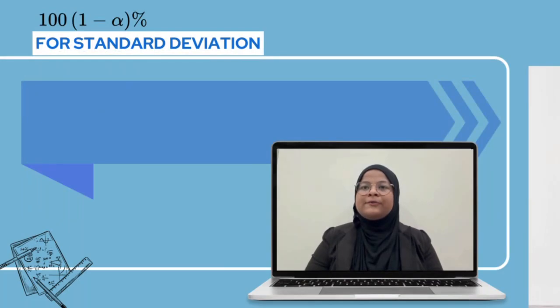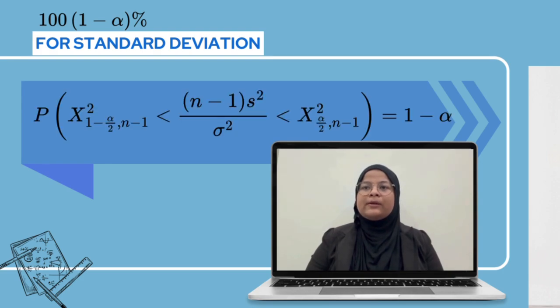To construct a confidence interval, we need to find two critical values of the chi-squared distribution, which are chi-squared with 1 minus alpha over 2 and n-1 degrees of freedom, and chi-squared alpha over 2 and n-1, such that the probability of the chi-squared statistic falling between these values is 1 minus alpha. These values define the lower and upper tails, each containing alpha over 2 of the probability.